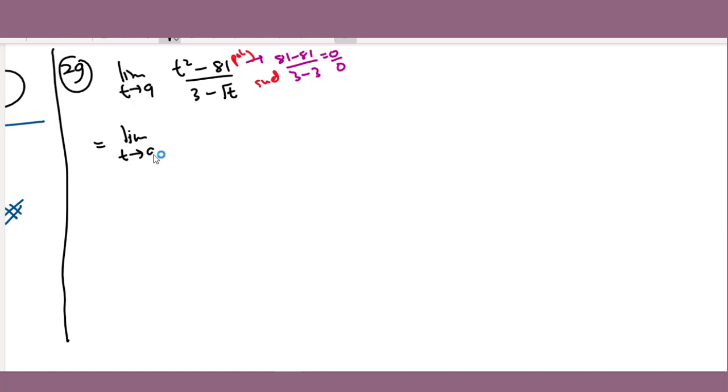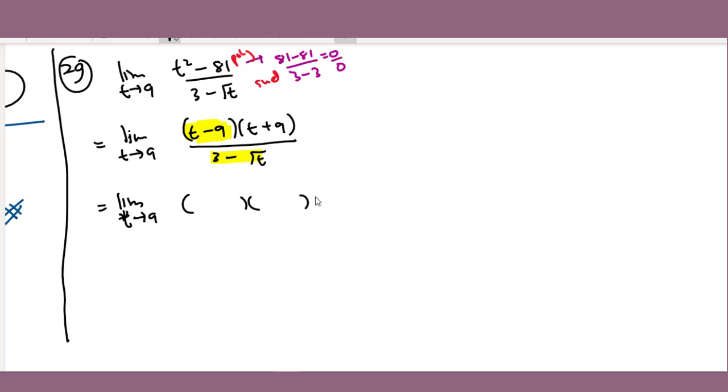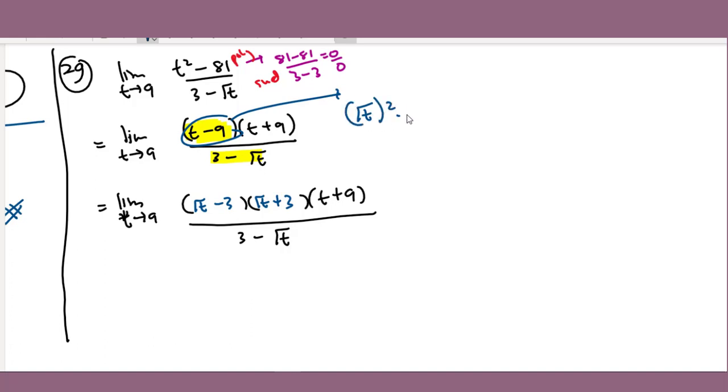Limit as t approaches 9. Factorize this one: (t minus 9)(t plus 9) over 3 minus root t. Okay, oh, this one you can factorize to get this one, same like this, 3 minus root t. Okay, and need to adjust. Is equal to limit as t approaches 9, t plus 9. This one cannot do anything with it, just t plus 9, over 3 minus root t. So factorize this: root t minus 3, root t plus 3. Okay, this one can be factorized. Because why? Because this one is root t squared minus 3 squared, and still gets t minus 9.